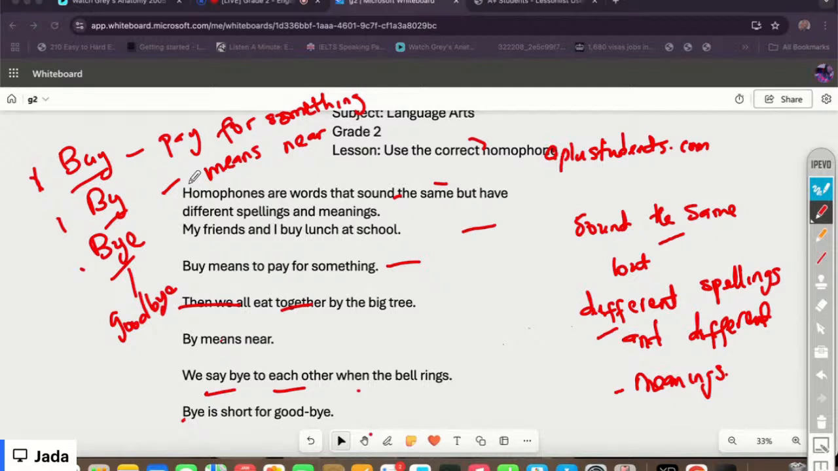Buy means to pay for something. And the next one is near something, next to something. And then we have the other bye as in goodbye. When you see your friend leaving, you say goodbye to them. So that's what we mean when we say homophones. Homophones always sound alike, but they have different meanings. Okay?